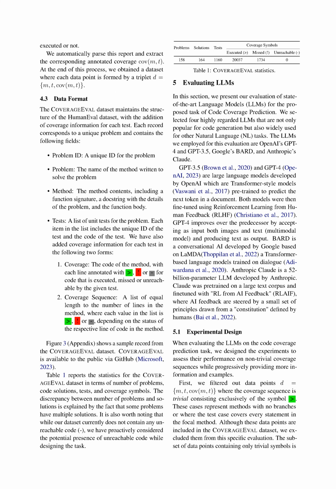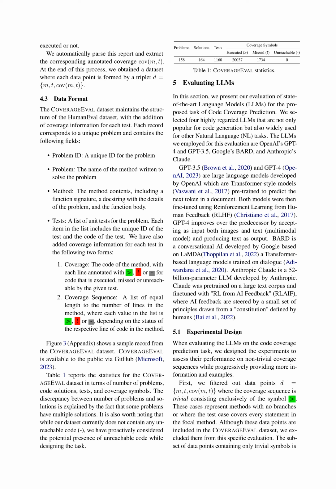Section 4.3 Data Format. We've created a dataset called CoverageEval, which is based on the structure of the HumanEval dataset, but with added coverage information for each test. Each entry in this dataset corresponds to a unique problem and includes several fields. These are: 1. Problem ID. This is a unique identifier for the problem. 2. Problem. This is the name of the method that was created to solve the problem.